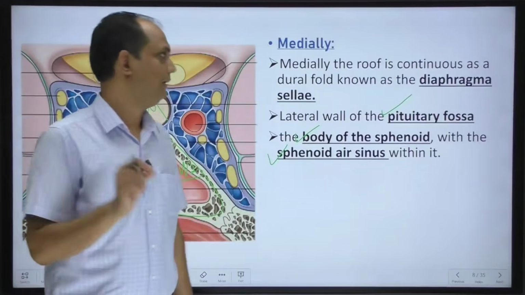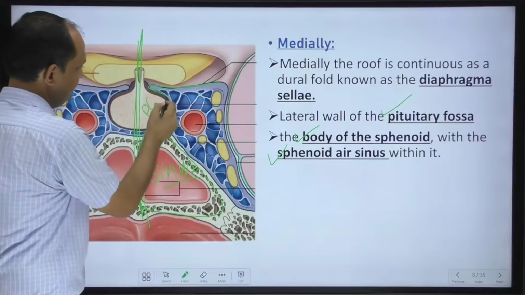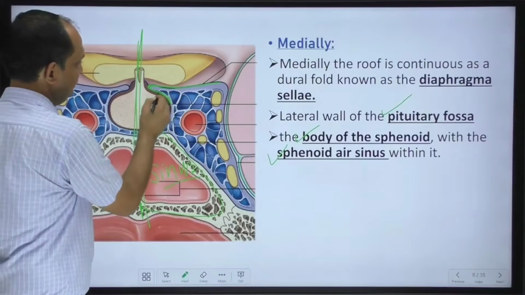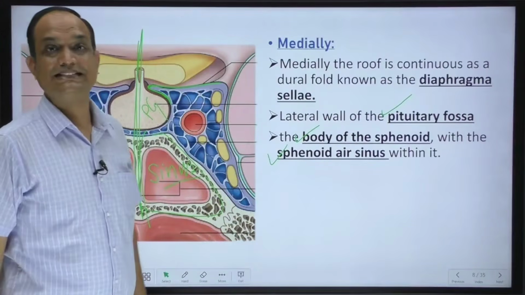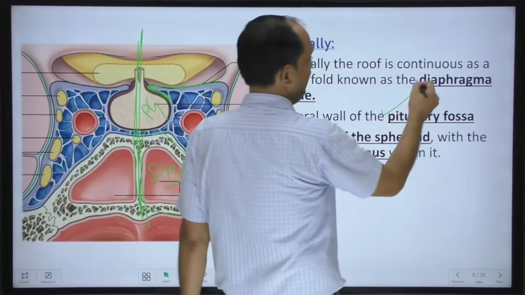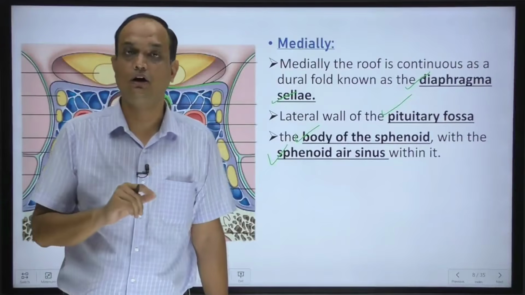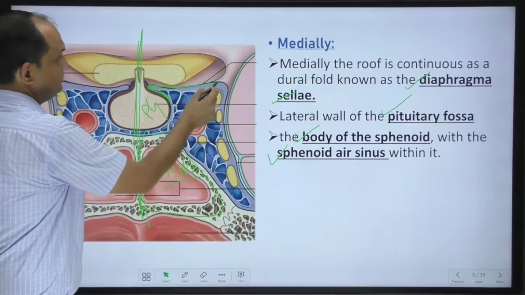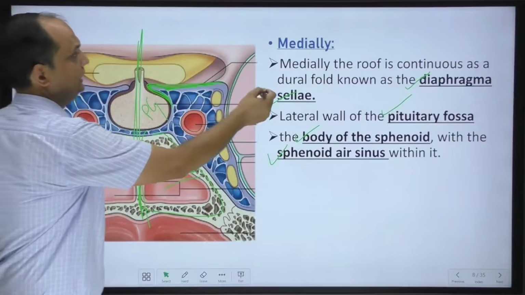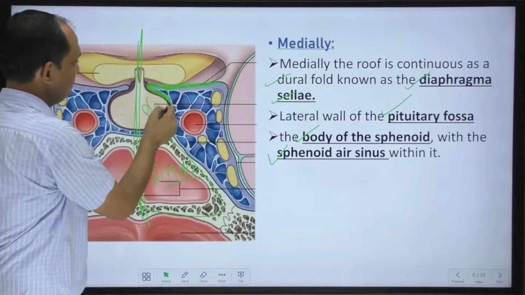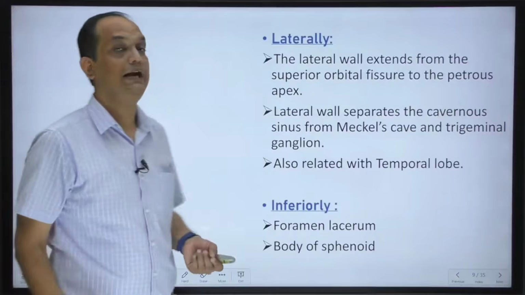But apart from that, you have one more fold of the dura mater. If you remember the class on dural folds, we learned one more fold around the pituitary fossa in the sella turcica, and that is known as diaphragma sellae. So what is diaphragma sellae? It is an infolding of the meningeal dura mater. So this is the meningeal dura mater. The roof of the cavernous sinus continues as a fold known as diaphragma sellae. Clear? Then what are the lateral relations?